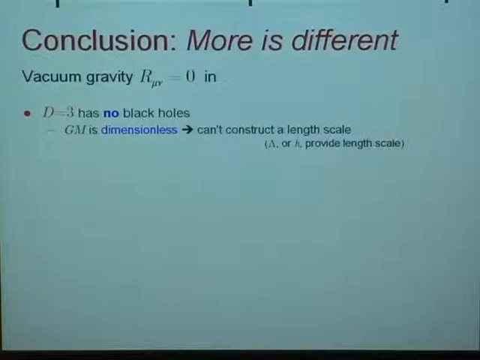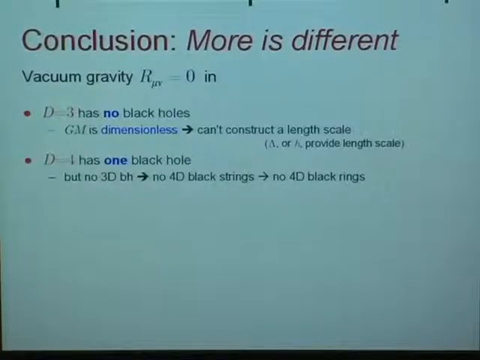So we've seen, first of all, as we go up in the number of dimensions: vacuum gravity in, say, three dimensions has no black holes in the asymptotically flat case. One reason for this is that G times M is dimensionless. Besides the fact that the theory is topological, with no propagating degrees of freedom, you can see more simply that since GM is dimensionless, there's no length scale to tell you where to put the horizon. You have to provide some length scale in order to find a black hole horizon.